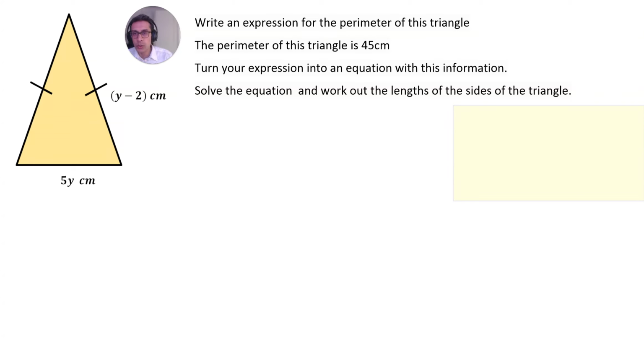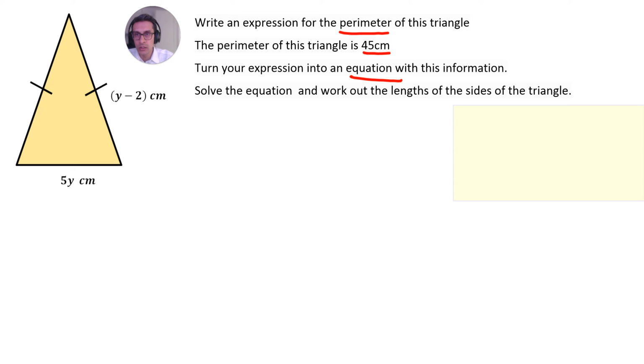Okay, continuing with forming and solving equations, looking at worded questions. So here's an example of a question where you've got a diagram. Let's read it out. Write an expression for the perimeter of this triangle. The perimeter is equal to 45. Turn your expression into an equation and then solve the equation to work out the lengths.